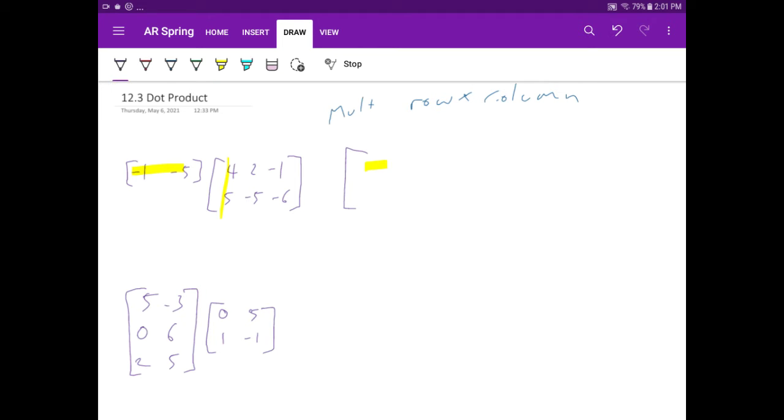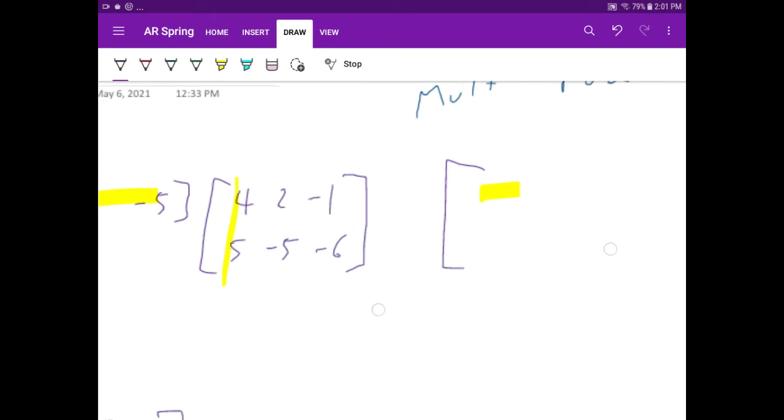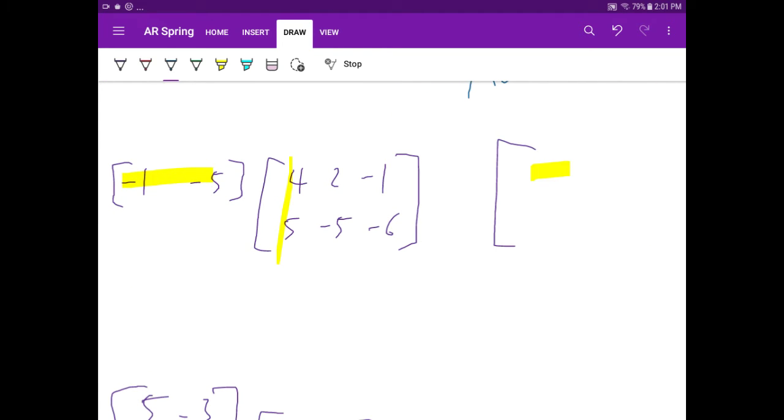Okay, so -1 times 4 is -4. And then -5 times 5 is -25. Add those together, you get -29, and that goes here. Then you have this next one. So this, oh, hey, look. Okay, this times this.